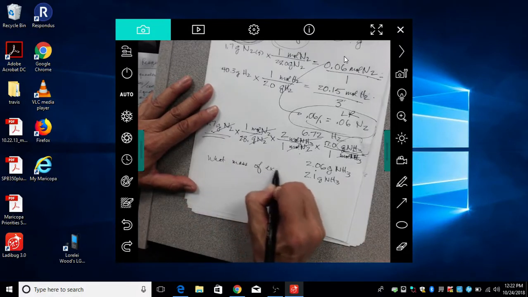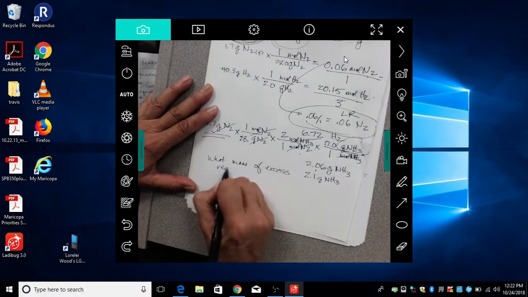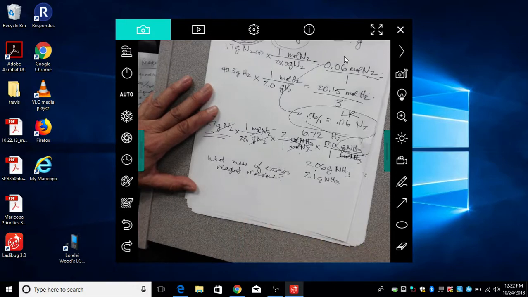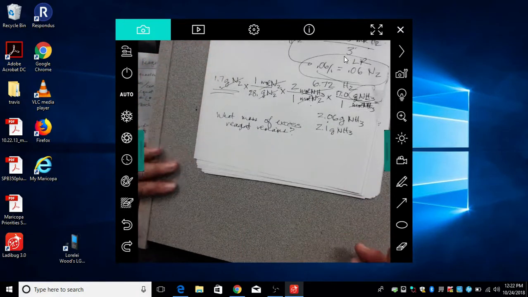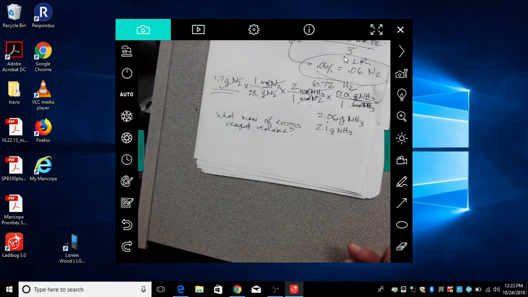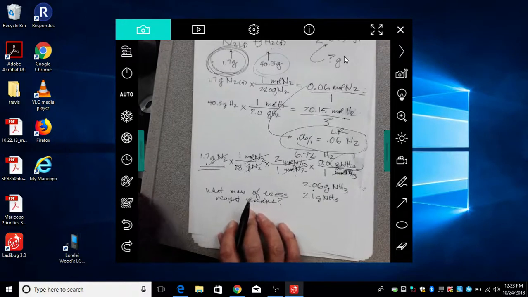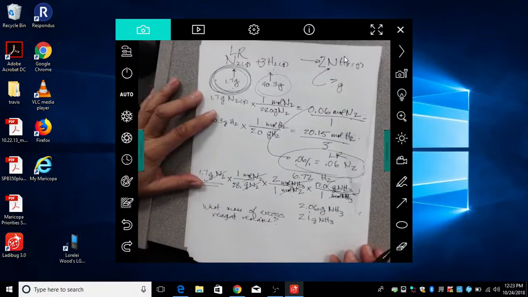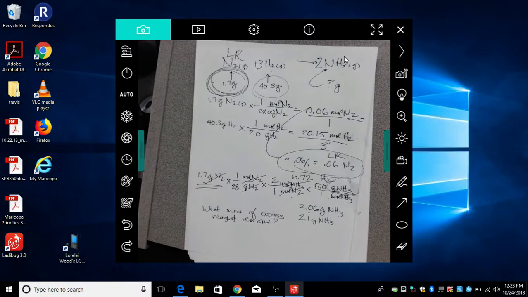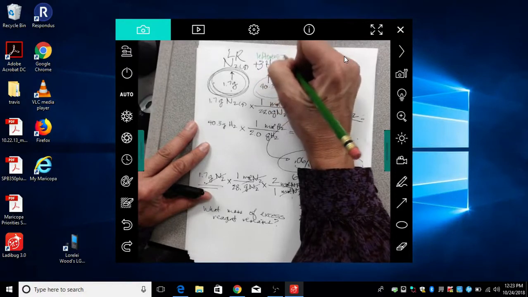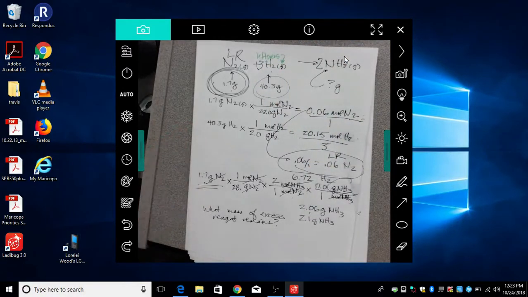All right, now what if I asked you what mass of excess reagent remains? That might be a question on your homework or on the exam. Let's think about that. What would I have to figure out in order to figure out what my mass of, first of all, what is the excess reagent? Which one? H2. All right, so this is the leftovers, right? So that's the one I'm going to have leftovers of. How could I figure out how much leftovers I have?